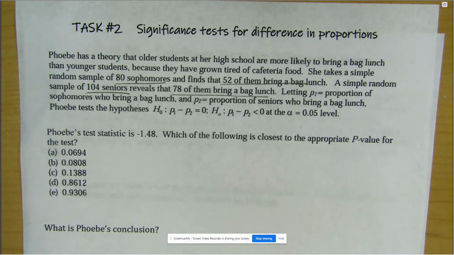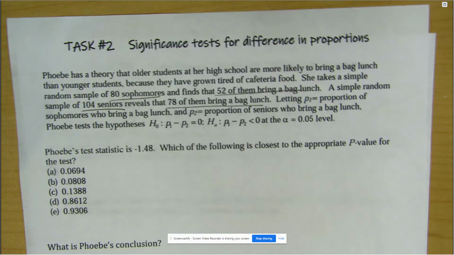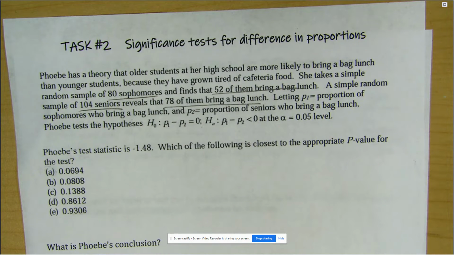All right, Phoebe has this theory that older students at her high school are more likely to bring a big lunch. She takes a random sample of 80 sophomores and finds that 52 of them bring a big lunch. And then she samples her seniors, 104 of them, and reveals that 78 of them bring a big lunch. So we're going to have P1 equal the proportion of sophomores who bring a big lunch, and P2 equal the proportion of seniors who bring a big lunch.